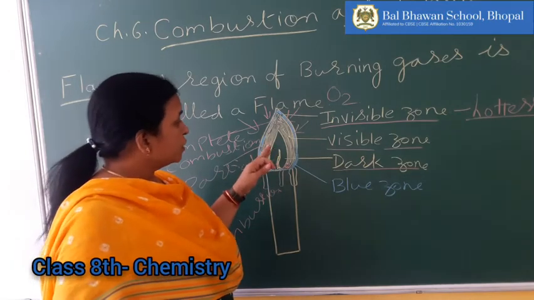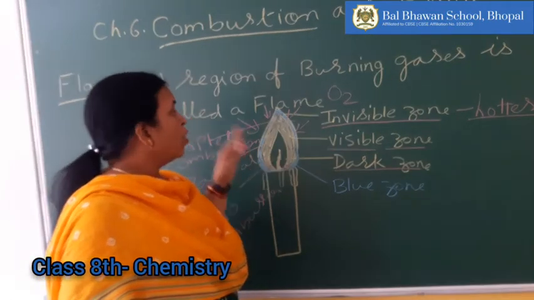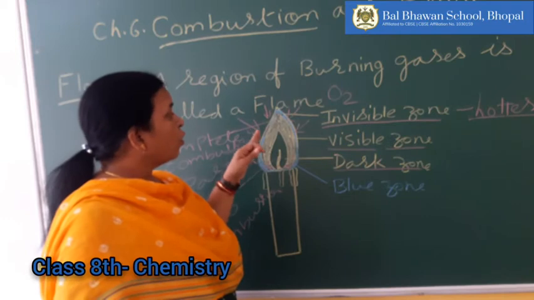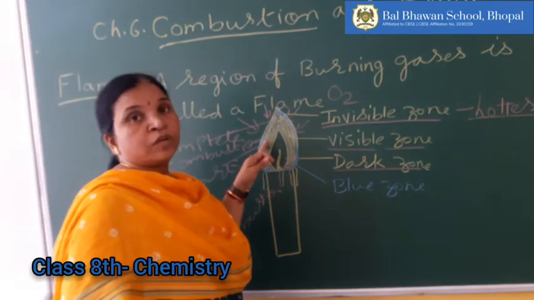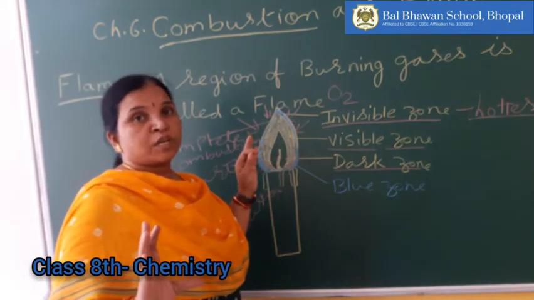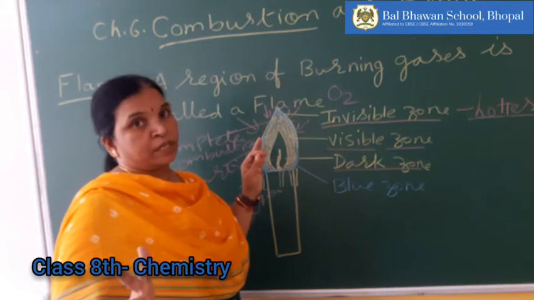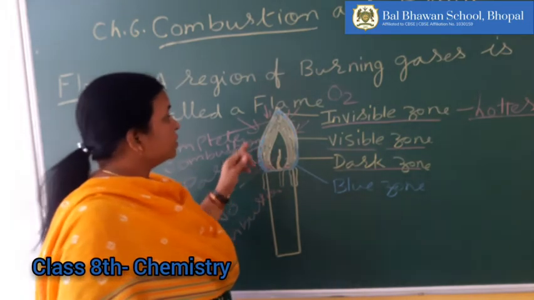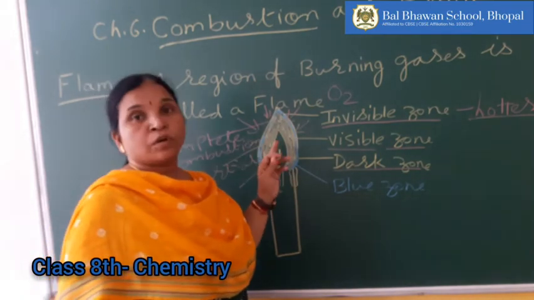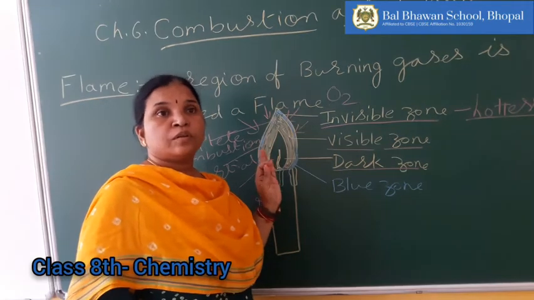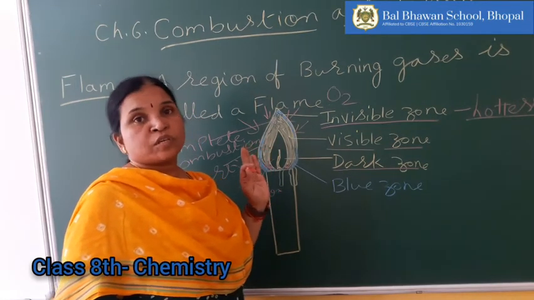Only in the innermost zone or in the middle zone you find that the combustion is not complete, whereas in the outermost zone or the non-luminous zone combustion is complete.